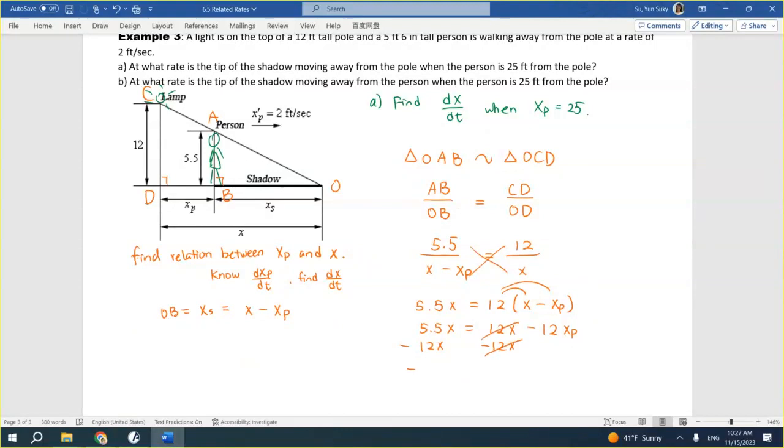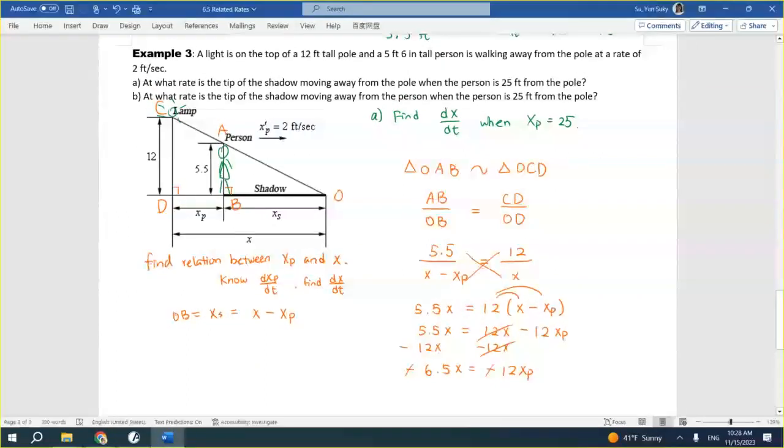And what do you get? Negative... Yes, equals negative 12xp. Can we multiply both sides by minus 1? Yeah, because both sides multiply by minus 1. We get that. Great. This is the relation between xp and x. Once we find the relation, we can then differentiate.